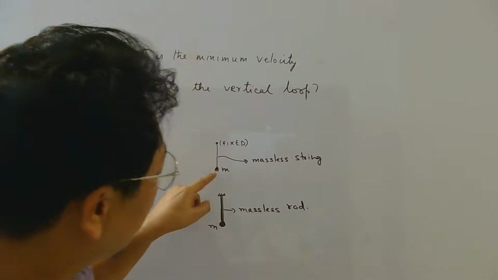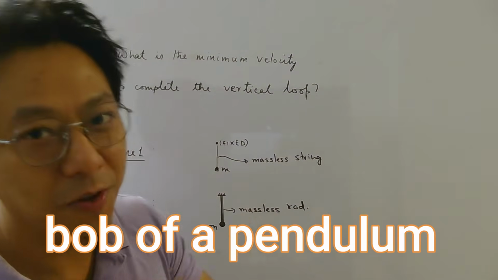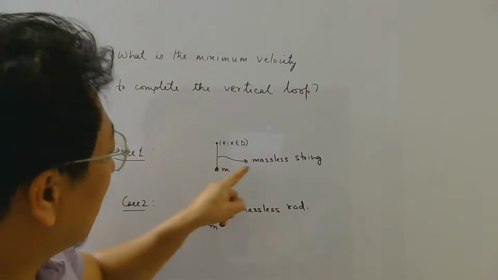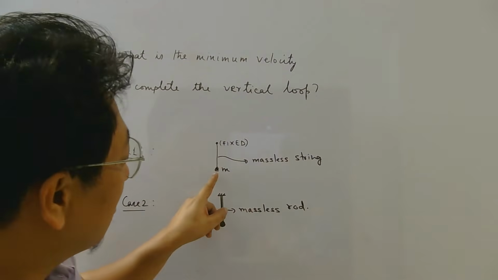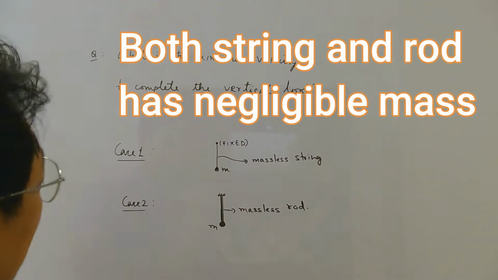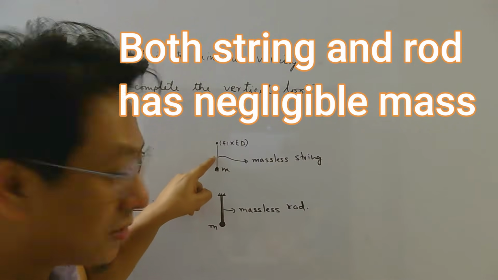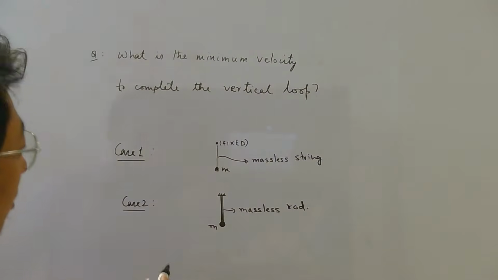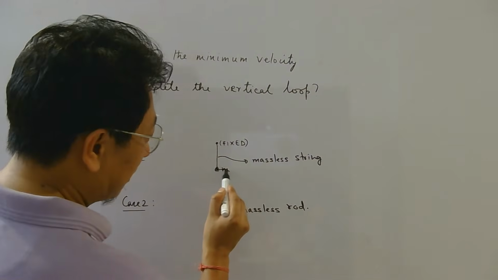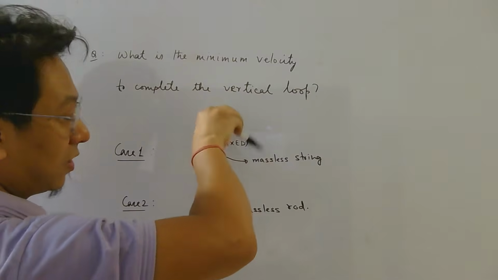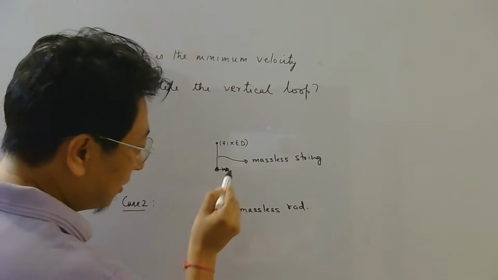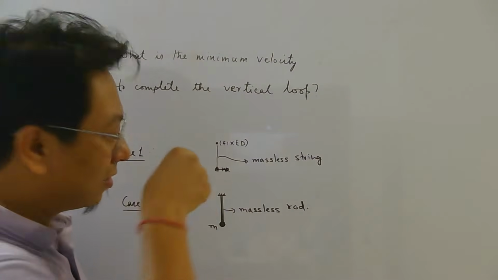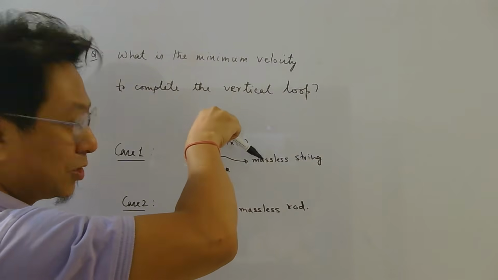You can think of this body as the bob of a pendulum, and this string's mass is negligible compared to the mass of the bob. And in the second case, we have replaced the string by a rod. Now, you all know that if I give this some velocity, it will try to go this way, right? And if the velocity given is very less, it will go somewhat here, stop.